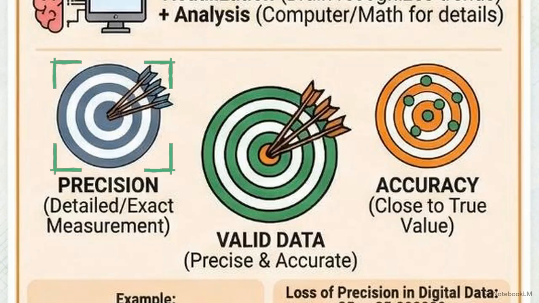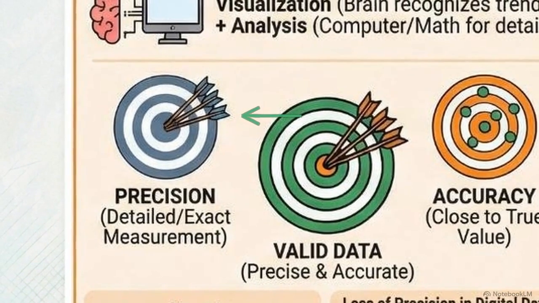This visual highlights the critical difference between two key terms. Look at the precision target. The arrows are tightly clustered, but they miss the center. A biased AI delivers results like this, consistent and precise, yet dangerously inaccurate because they fail to hit the truth.